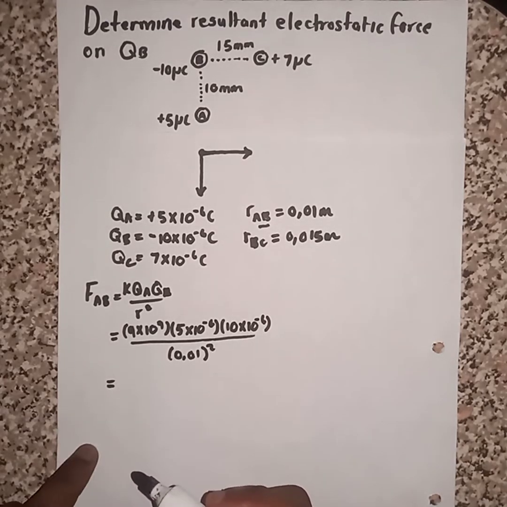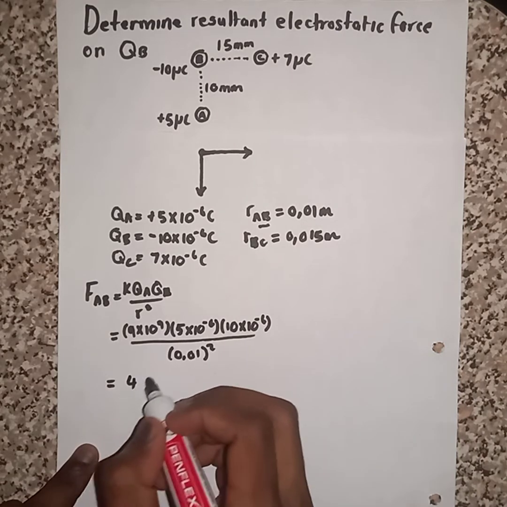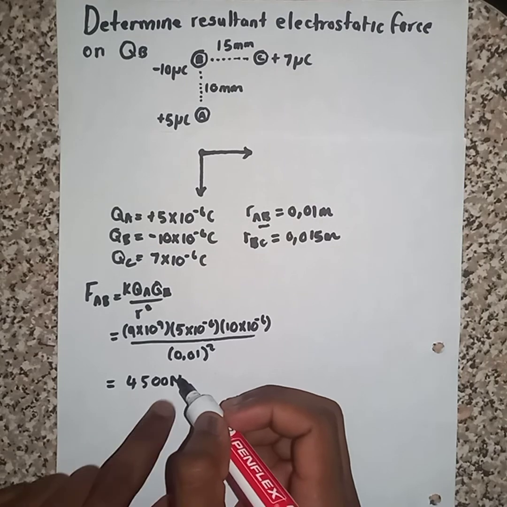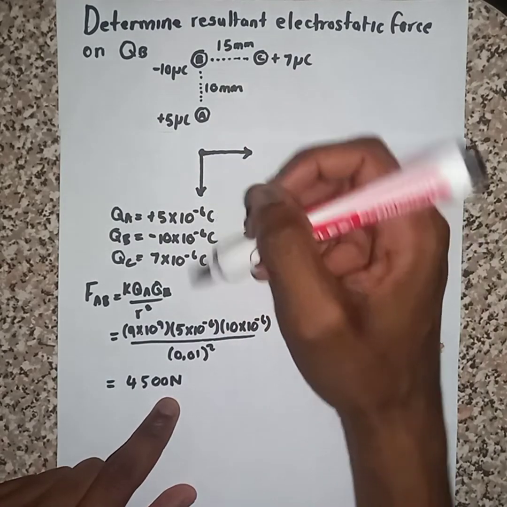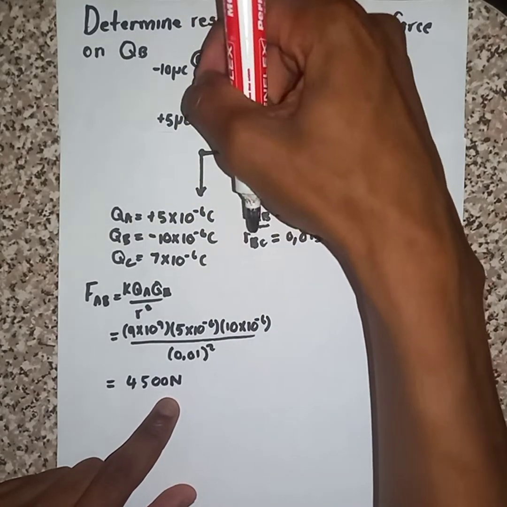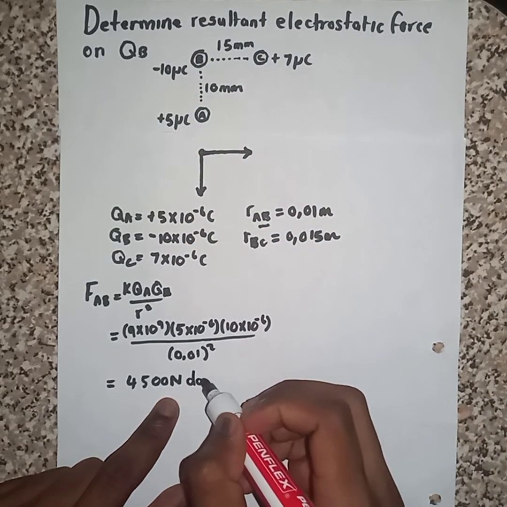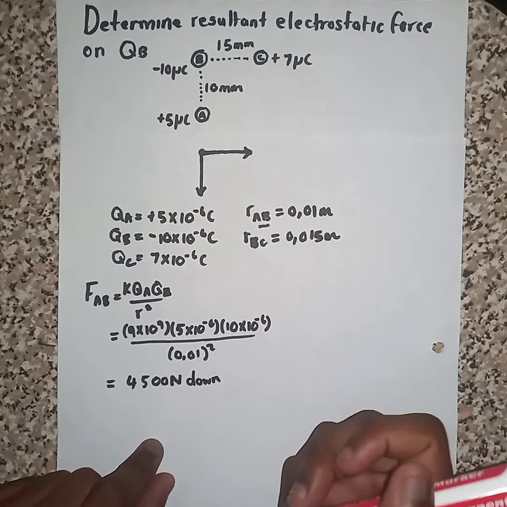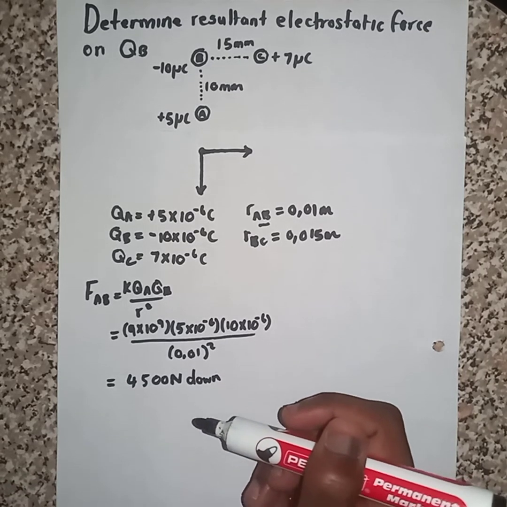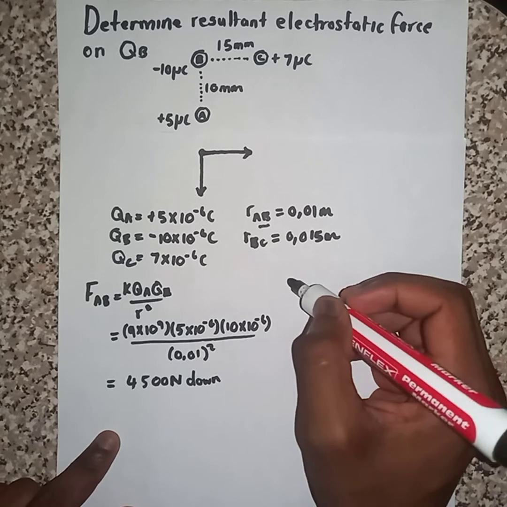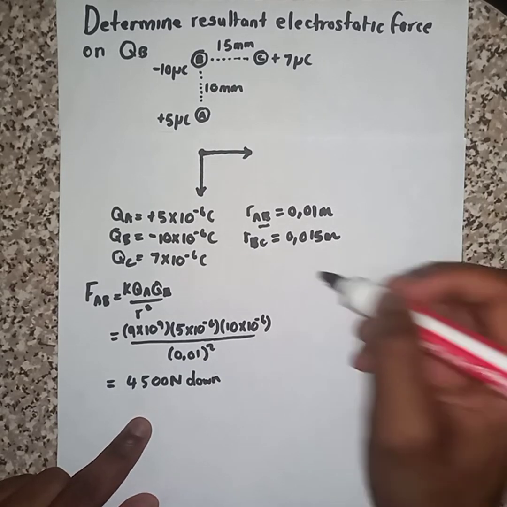You are going to get 4500 Newton. In which direction? Down. They attract, but for B it will go down. Now we have managed to determine the electrostatic force between A and B. Let us do the same for B and C.